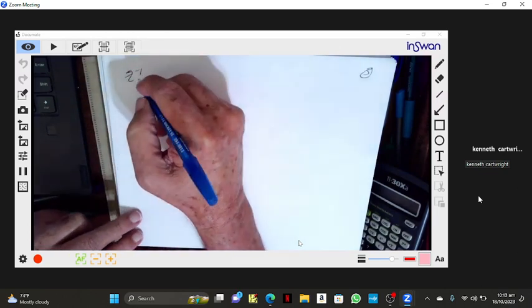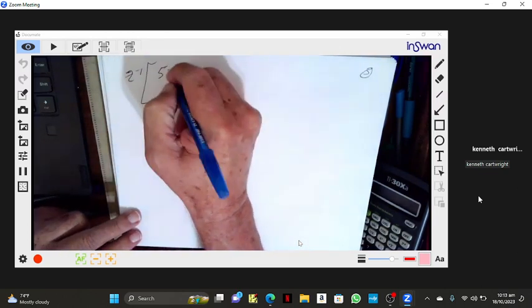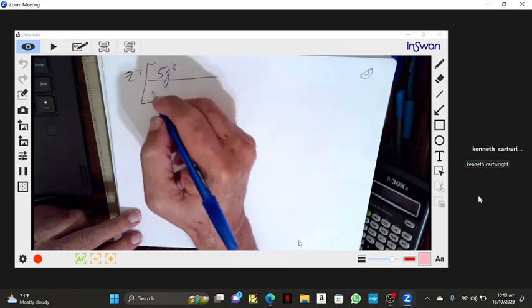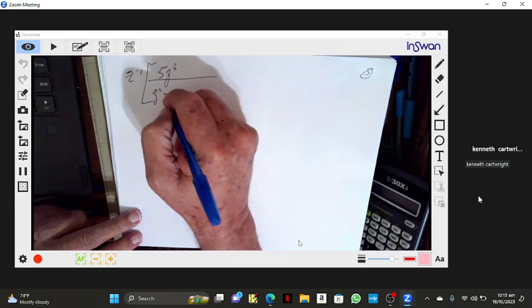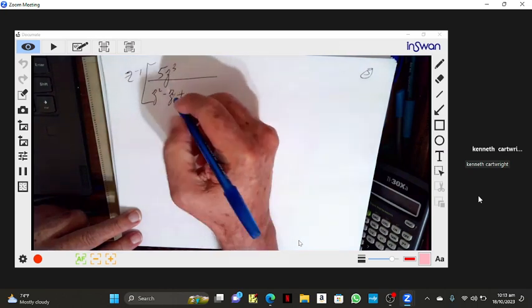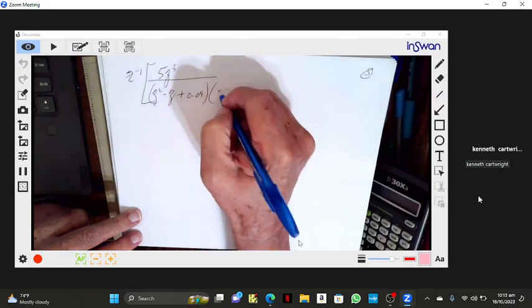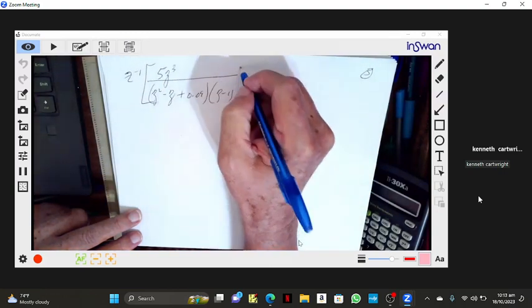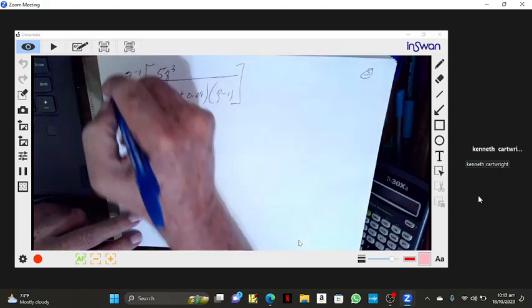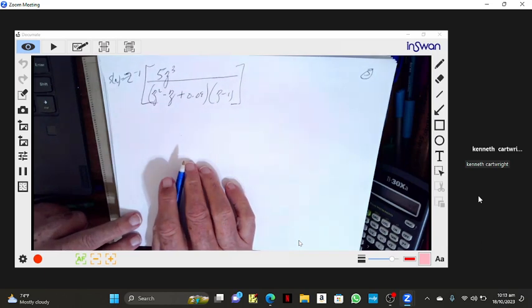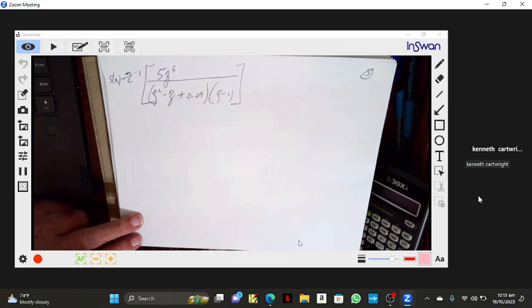How are we going to do inverse z of 5z cubed over z squared minus z plus 0.09 times z minus 1? Because that's what this is, s of n. That's a step response. How are we going to do this?